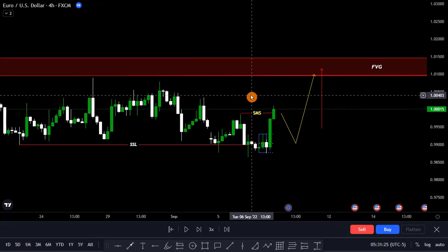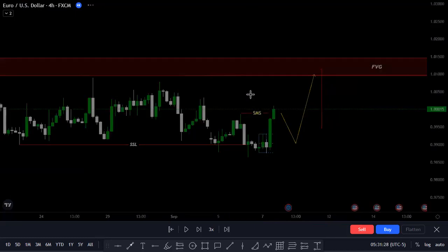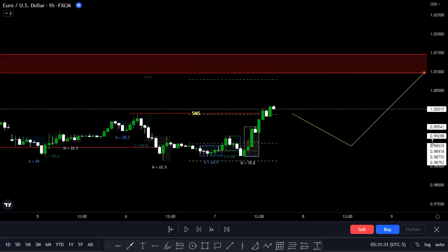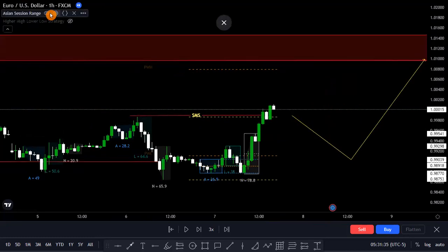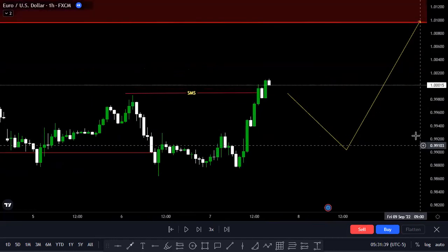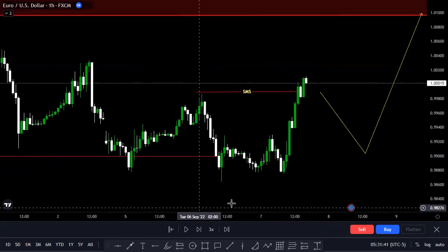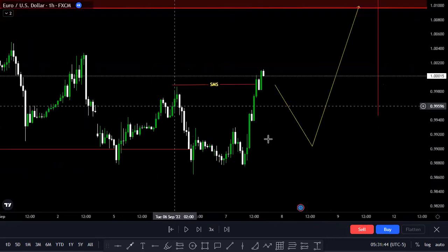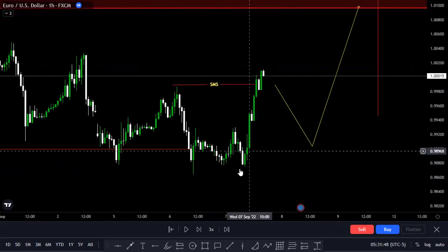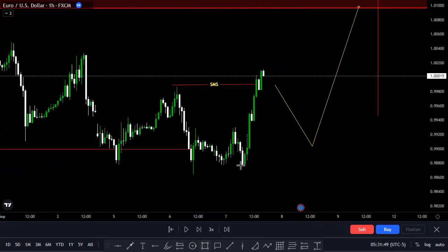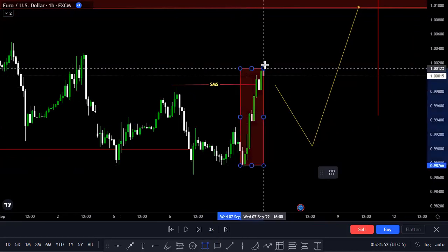So let's go to 1 hour and try to look for a clear fair value gap or an order block. If you look at this level here, we can clearly see this market structure shift, and we have this impulsive move to the upside. It's a very strong pressure.